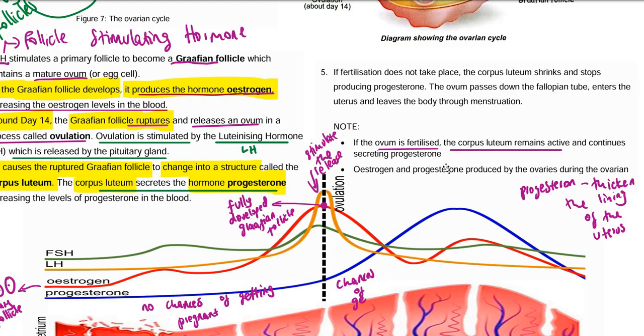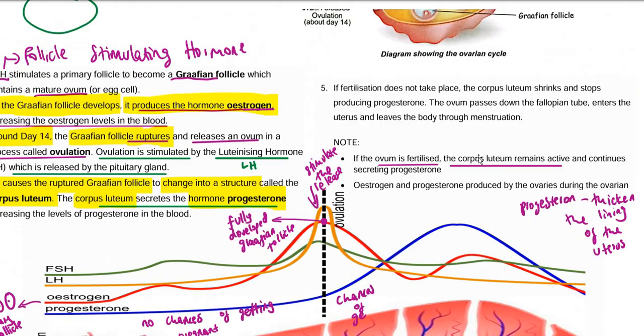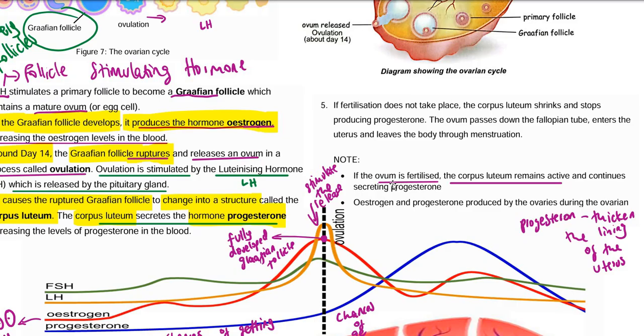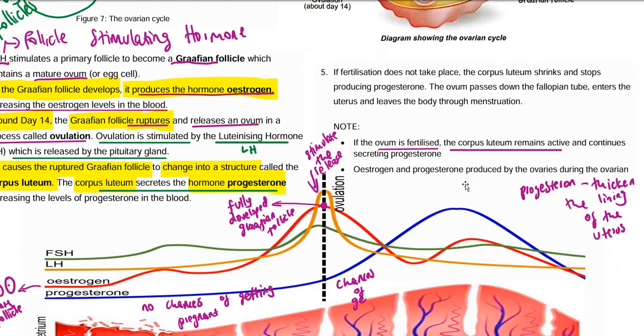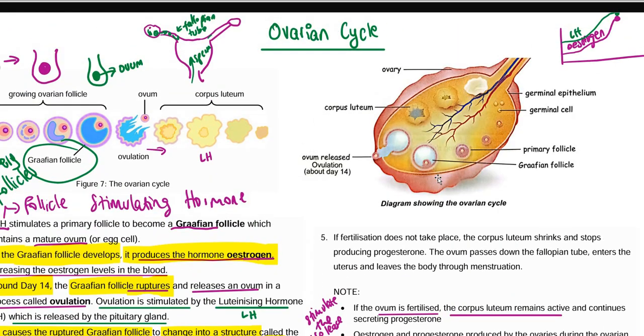Right? But if it is fertilized now, then the corpus luteum will remain active. So if the egg was fertilized, the corpus luteum, which is this thing here, is going to remain active, producing what? What does the corpus luteum produce?